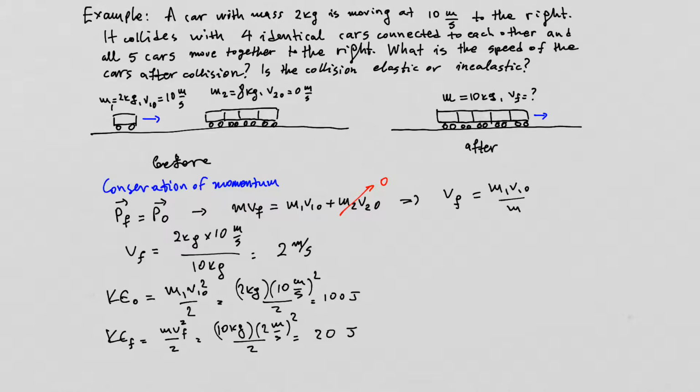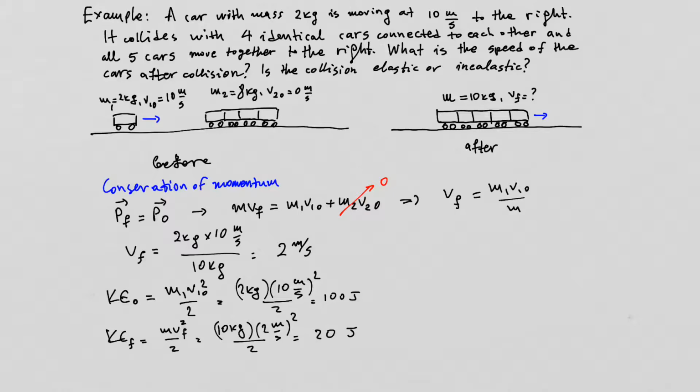Now to answer the second question, is the collision elastic or inelastic? Let's look at the kinetic energies before and after collision. The kinetic energy before collision is the kinetic energy of the moving car, and that is equal to 100 joules. And then the kinetic energy after collision is equal to the mass of the 5-car train times the velocity of the 5-car train to the second power divided by 2, so that is 20 joules. So you see that during collision the system lost 80 joules of energy.